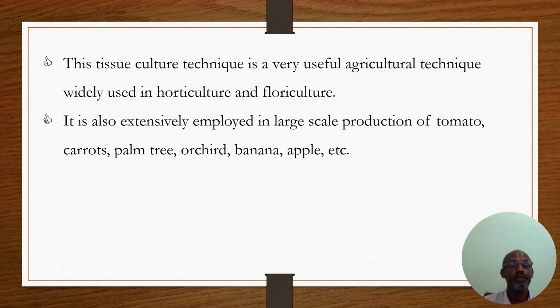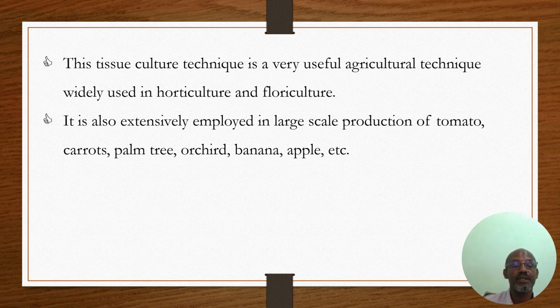This tissue culture technique is a very useful agricultural technique, widely used in horticulture and floriculture. Horticulture also involves fruticulture: the cultivation of vegetables, fruit plants, plus flowers. Floriculture is flower production. Of course, horticulture is a much broader sector of agriculture than floriculture. Therefore, plant tissue culture is widely used in horticulture and floriculture.